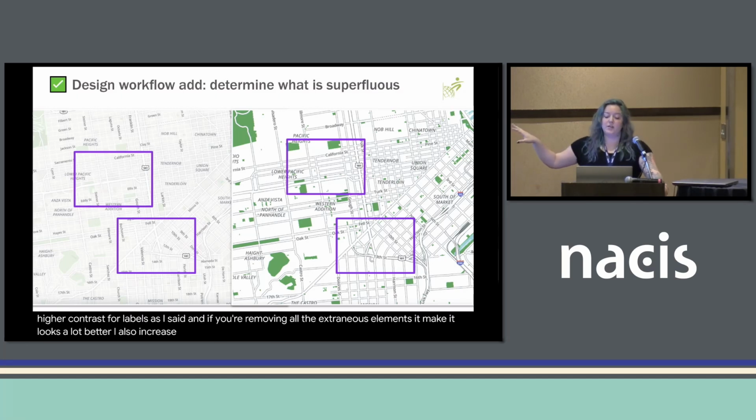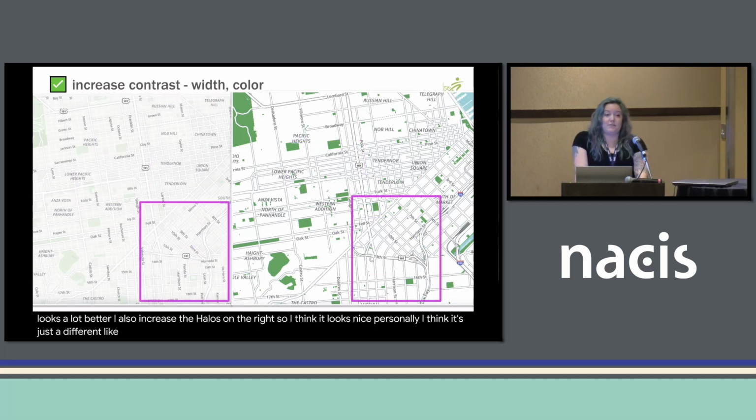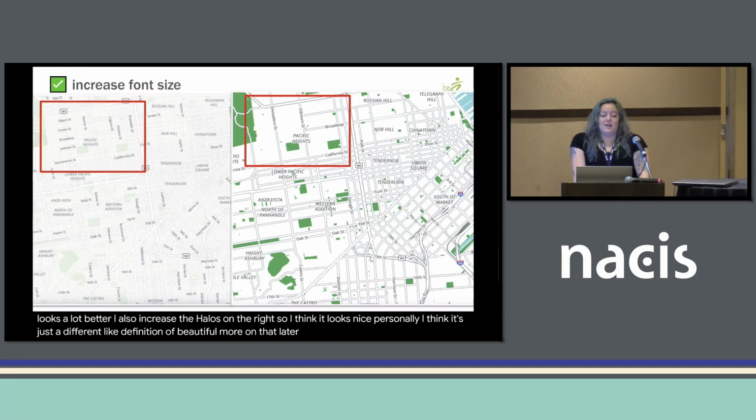I also increased the halos on the right. So I think it looks nice. Personally, I think it's just a different definition of beautiful. More on that later. So here I increased the font size for literally every label on the map, and I'm just highlighting a neighborhood label there.